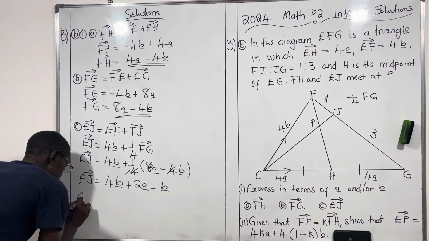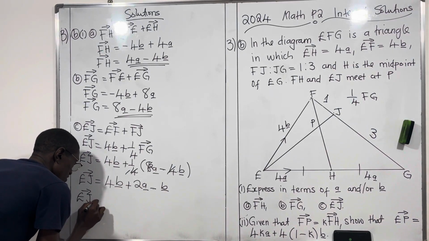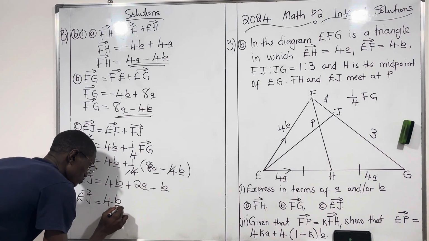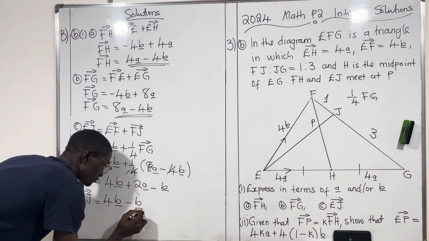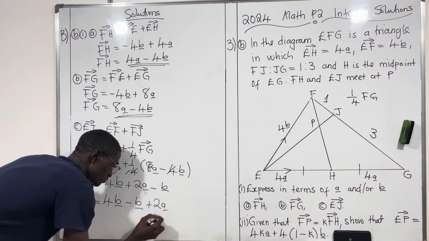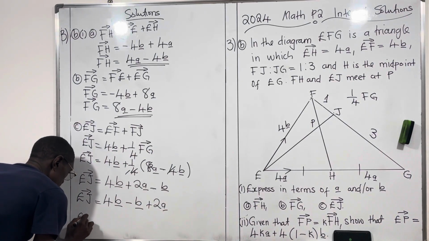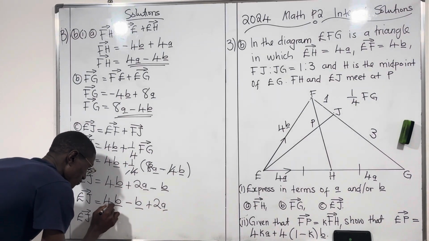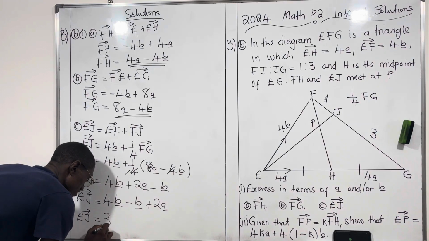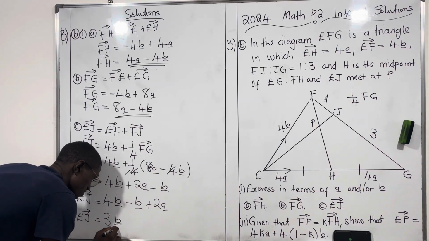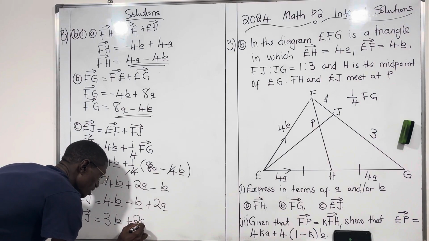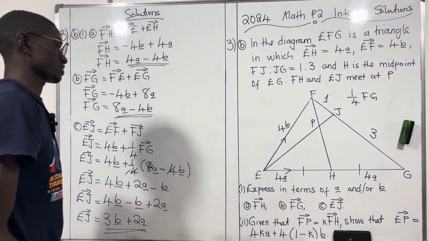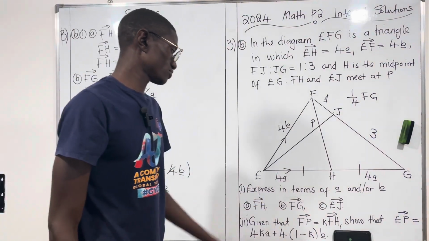We can now group the like terms. Vector EJ is going to be equal to 4 vector B and vector B are like terms, so we put them together. Then we're going to have 2 vector A. So vector EJ is going to be 4 minus the invisible one there, gives us 3, and then you return the vector. Then we're going to say plus vector 2A. So this will be our final answer. Okay, now we can go to the last question.